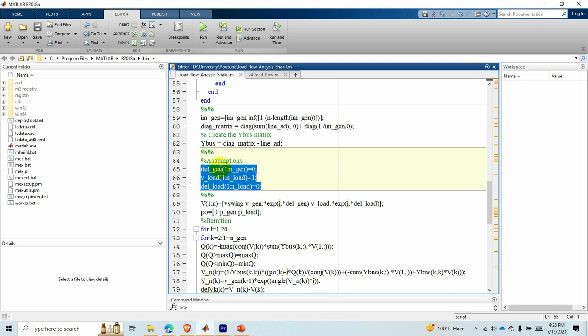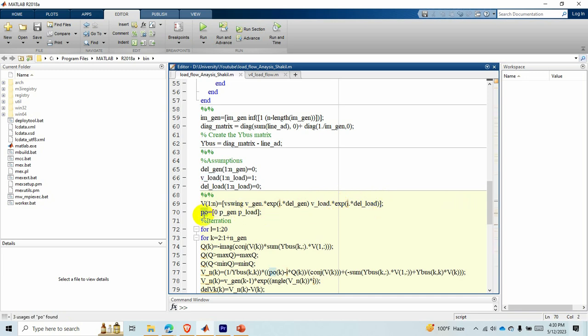Here are these assumptions. After getting these assumptions, we can create the bus voltage array, all bus voltages. The first value will contain the swing bus voltage, the middle values will contain the generator bus voltages, and the last values will contain the load bus voltages.